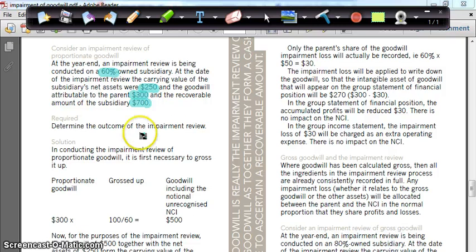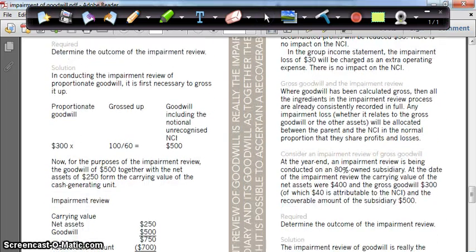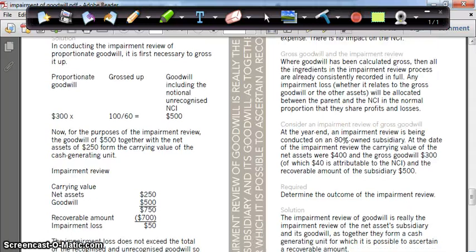So just the first step, we need to gross up the goodwill. That's basically multiplying it up to ensure that you're getting the 100% rather than the 60% we've calculated, which is the $300. So that's your first step. You need to ensure that you're grossing up this goodwill. The next is just the same as we discussed earlier. There's a comparison then between what the carrying value is and what the recoverable amount.